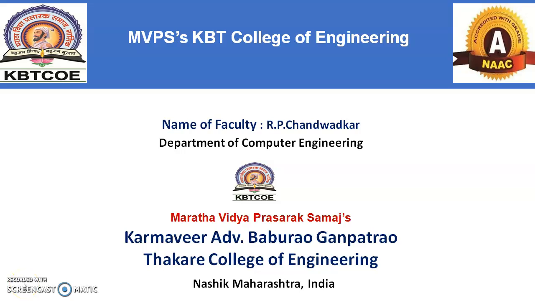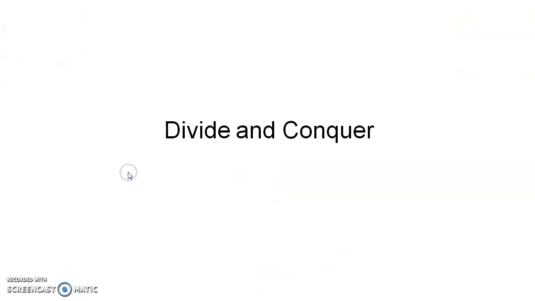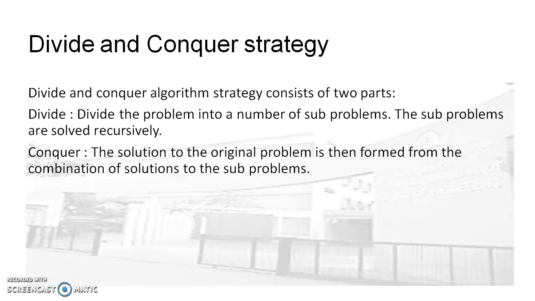In this video, we are going to discuss an algorithmic strategy, divide and conquer. There are different algorithmic strategies. One among them is divide and conquer, which is based on the principle of division and then obtaining the solution to the problem. Basically, the divide and conquer strategy consists of two parts. The first part is divide and the second is conquer.